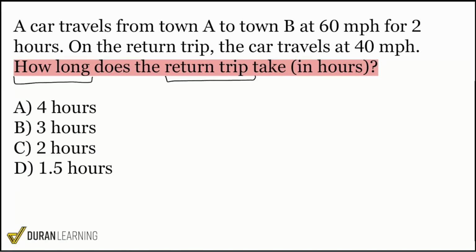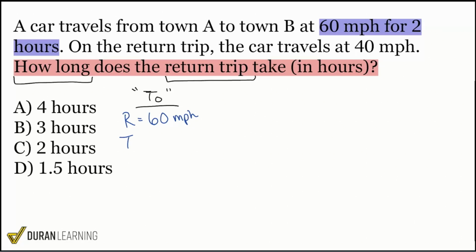So again, for the trip there, we see that it was at 60 miles per hour for 2 hours. So we have the rate, 60 miles per hour, and the time, which is 2 hours. Now let's talk about the return trip. We want to know the time for the return trip. Let's highlight that here and see what we have. What do we know about it? Well, we know that on the return trip, the car travels at 40 miles per hour. So the rate is going to be 40 mph.